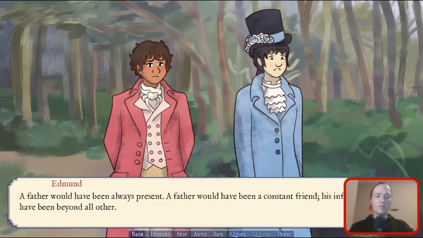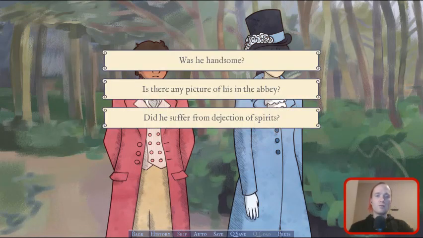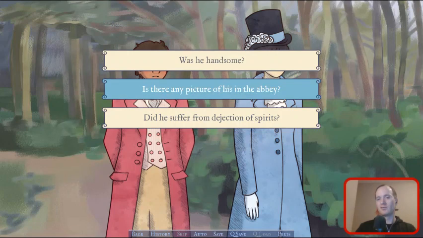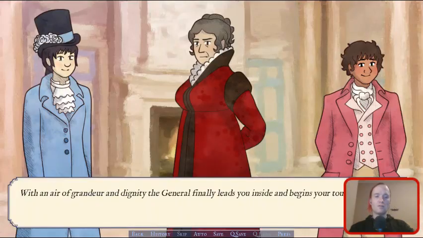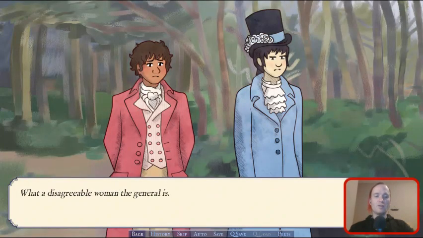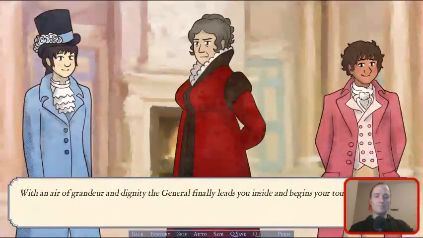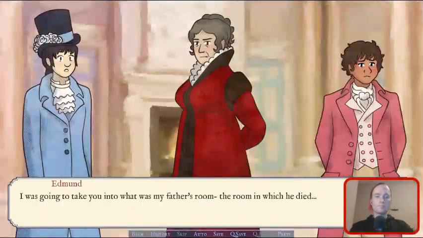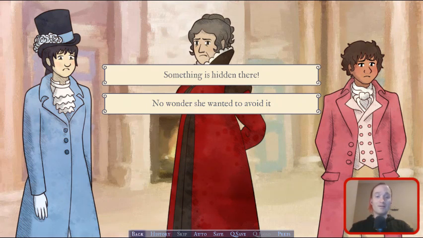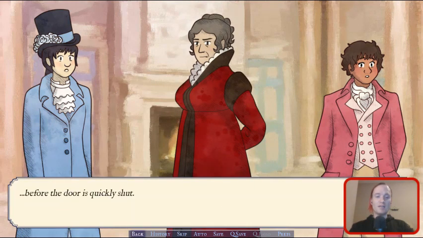Who are we talking about? Father would have... Oh, I think we're talking about her dad. Father would have been a constant friend. His influence would have been beyond all other. Was he handsome? Is there any picture in this, Abbey? Did he suffer from dejection of spirits? I feel like asking to see a picture of him is the most neutral, least invasive question. Oh, that was interesting. What a disagreeable woman the general is. Although I guess we saw the painting. Oh. Something is hidden there. The room in which he died.